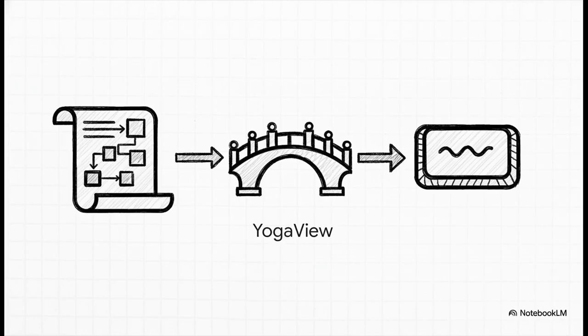Next up, we have our actual building blocks, the YogaView. Now, this piece is so important. It's the bridge that connects two different worlds. On one hand, it holds a B4X view. That's the actual visual thing you see, like a button or an image.